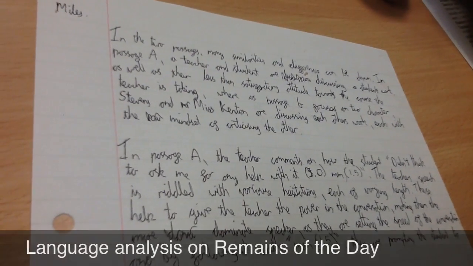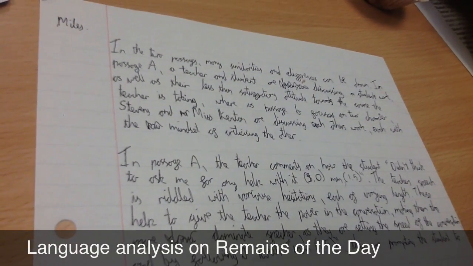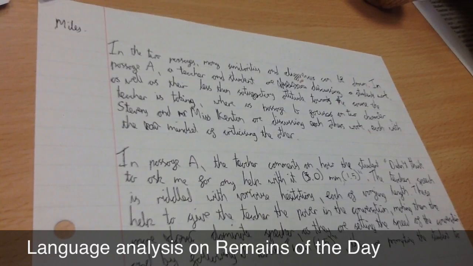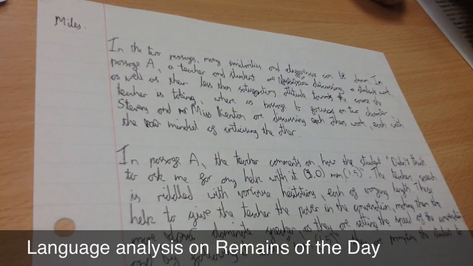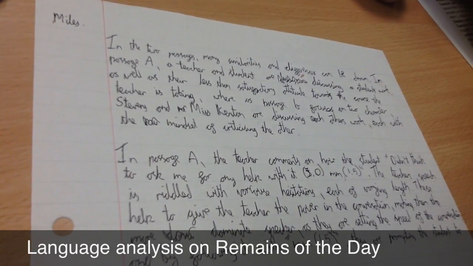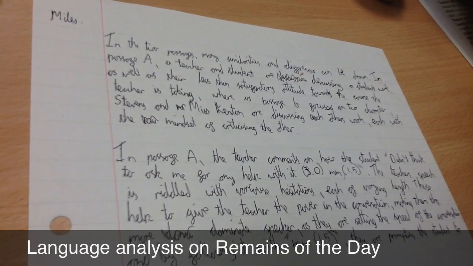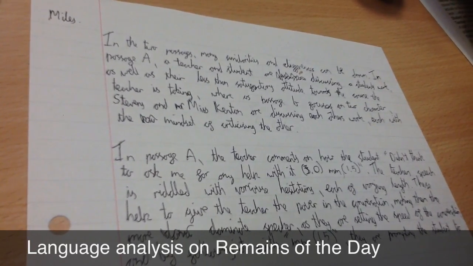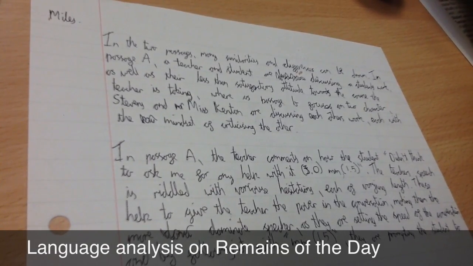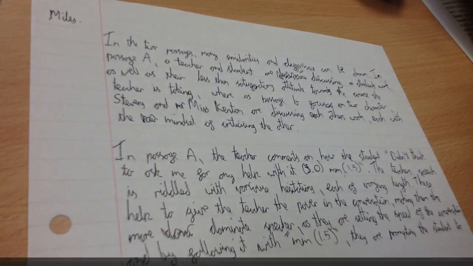Okay. Fire away. In the two passages, many similarities and differences can be drawn. In passage A, a teacher and student are discussing a student's work, as well as a less than satisfactory attitude towards the course their teacher is taking. Whereas in passage B, focus on the two characters, Stevens and Miss Kenton, who are discussing each other's work, each of the mindset of criticising the other.